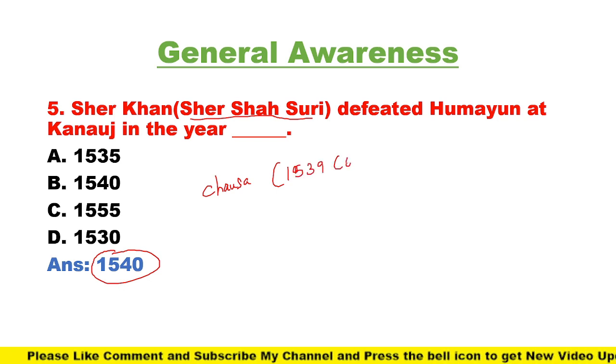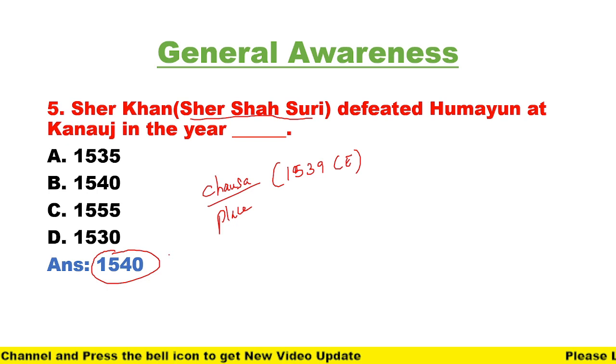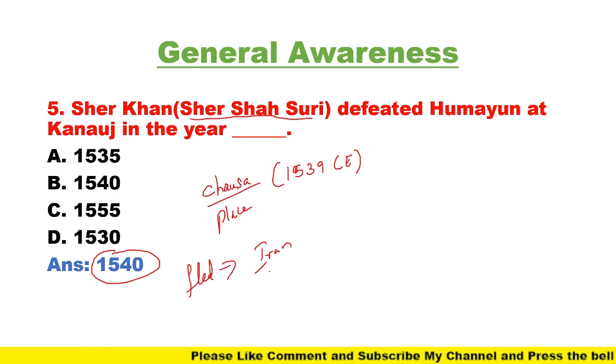1539 CE. In the year 1539 also he was defeated at a place, Chausa. And after 1540, Humayun fled away to Iran. He fled away after the defeat. He fled away to Iran.